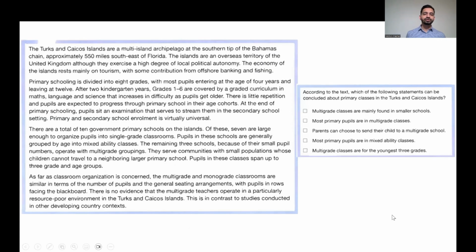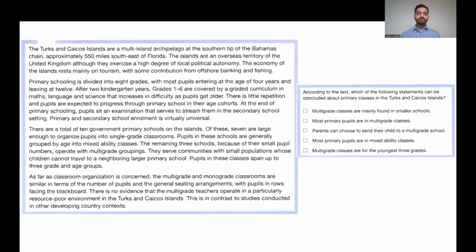All right, now I'm going to do a little bit of activity here and show you how I will take the whole multiple choice, multiple answer question and really show you the methodology that we are going to use. And please work with me and understand how I'm going to approach this. So first of all, I will read the prompt. The prompt here says, according to the text, which of the following statements can be concluded about primary classes in the Turks and Caicos Islands? Just for a sec, think, what are the keywords in the prompt?